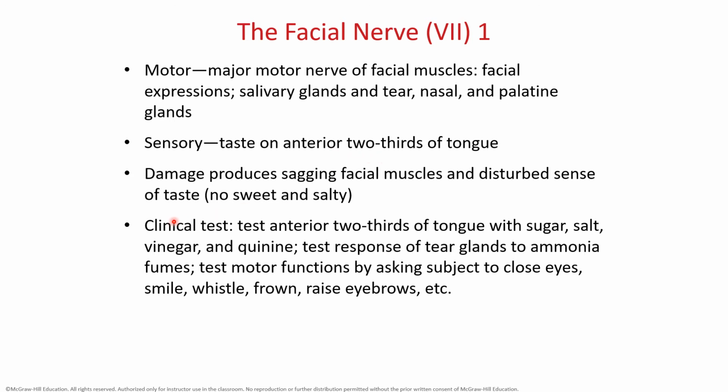Damage of cranial nerve 7, you could have produced sagging facial muscles and disturbed sense of taste, no sweet and salty. Those senses could be diminished there. Clinical test, we could test the anterior 2/3 of the tongue with sugar, salt, and vinegar. We could test the response of the tear glands to ammonia. We could test the motor functions by asking the patient to close their eyes, smile, frown, whistle, raise their eyebrows, etc.